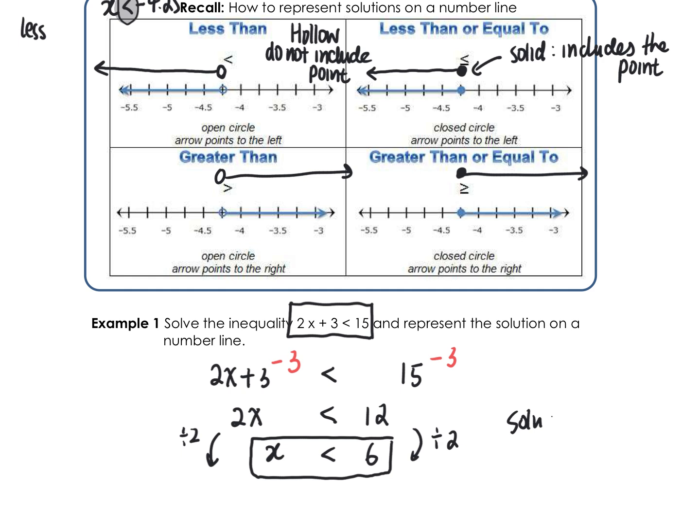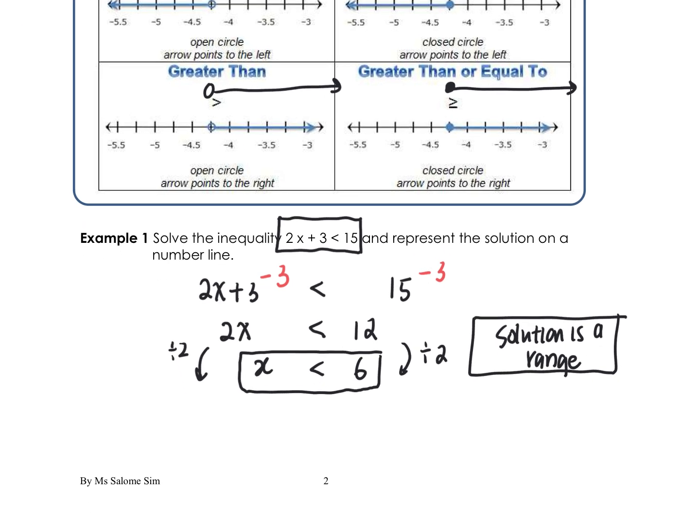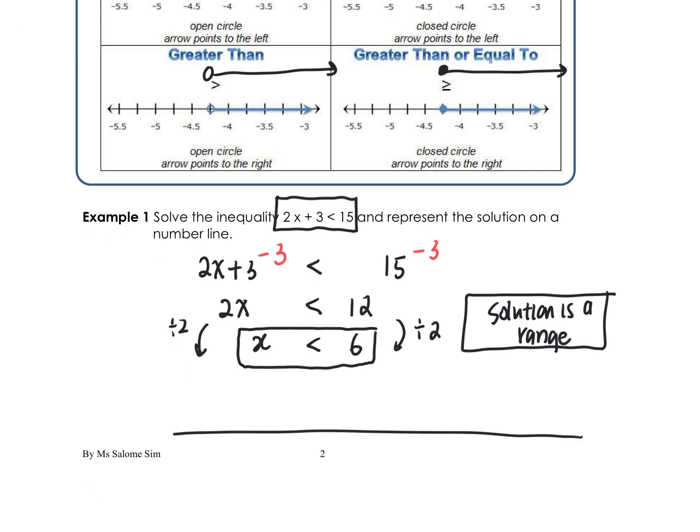Remember, for inequality, the solution is a range. If you put the answer as 6 on the number line, then you lose your answer mark. The whole x less than 6 is the solution. So represent the solution on the number line. Wherever you draw a number line, you must show me where the 0 is, so I know where's the left, where's the right. So 6 is here, so hollow circle, point towards this direction. So this is x less than 6. So this is the number line.